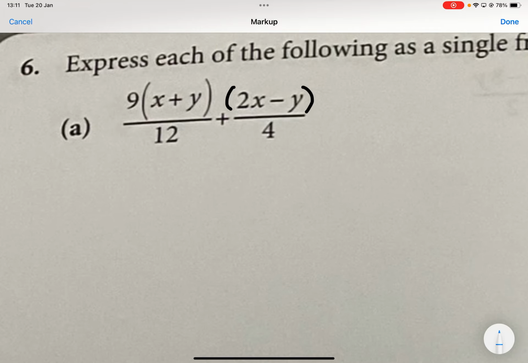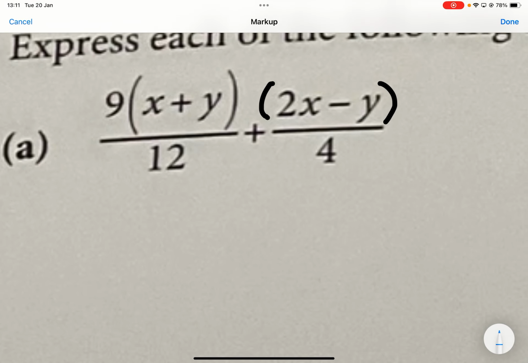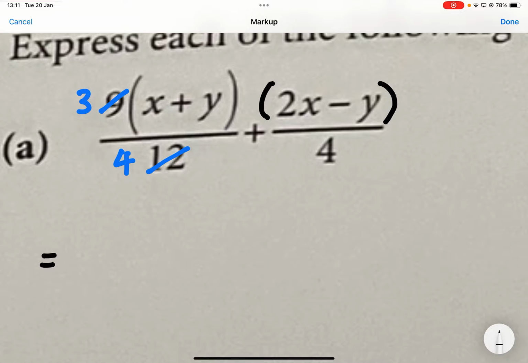9 and 12. Can you all see that actually 9 and 12 both can be divided by 3? Okay, then we just cancel. Then it's already the common denominator. We don't need to do multiplication. Okay? Strange, huh? They put the question like that.